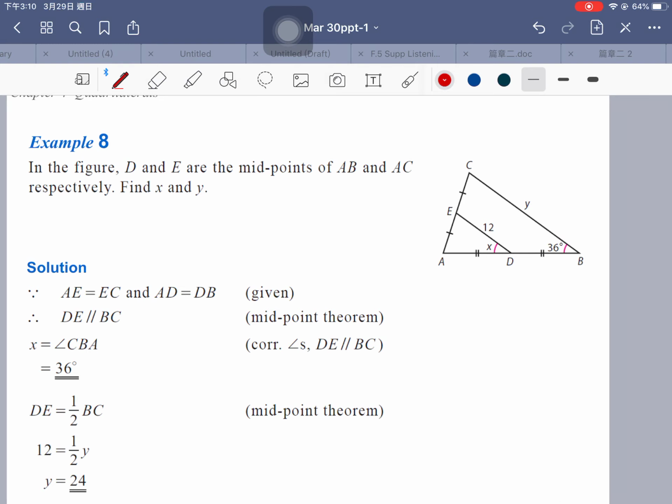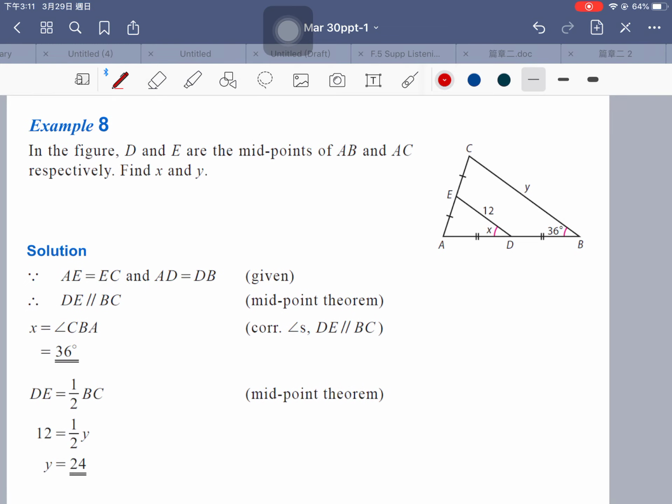We see some simple examples. As I know that this is the midpoint, so y is 24, midpoint theorem. This angle is 36. This is not midpoint theorem. You may say that it is corresponding angles, but why? Because they are parallel. So you have to show that these two lines are parallel to each other, first by midpoint theorem. Then you can use corresponding angles, because if it is not parallel, you cannot write this.